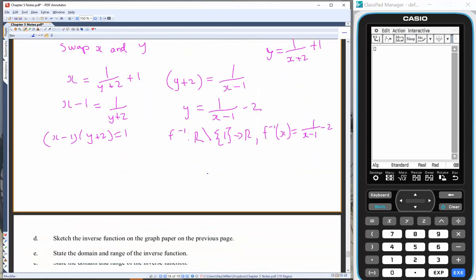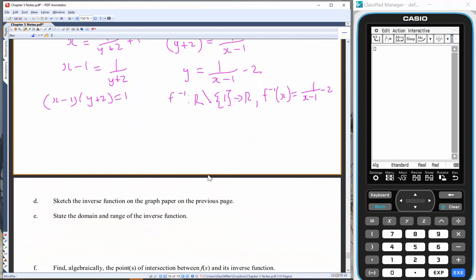What else do we want to do? State the domain and range of the inverse function. Well, I've already kind of done most of that. The domain of my inverse function is the set of all real numbers not including 1, and the range of my inverse function is going to be all reals not including -2.